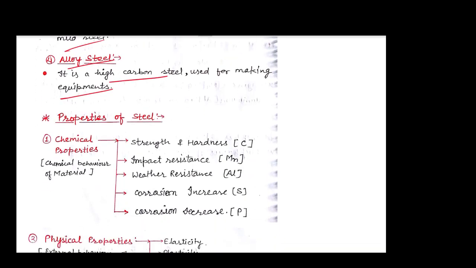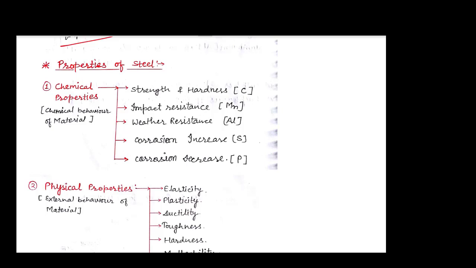So what are the different properties of steel? As you know, there are chemical properties, physical properties and mechanical properties. Chemical properties are these: the strength and hardness is given by carbon, the impact resistance is given by magnesium, weather resistance is given by aluminium, corrosion increase is given by sulfur, and corrosion decrease is given by phosphorus. We have already discussed in the above part that these particular minerals provide chemical properties to the steel.